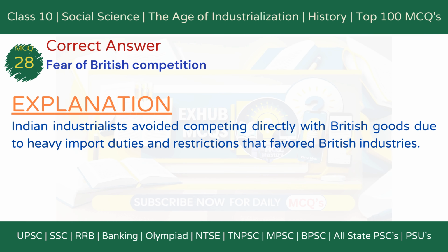The correct answer is option B. Fear of British competition. Explanation. Indian industrialists avoided competing directly with British goods due to heavy import duties and restrictions that favored British industries.